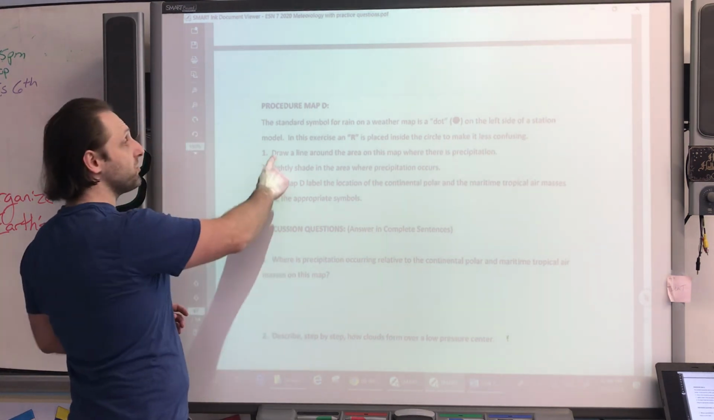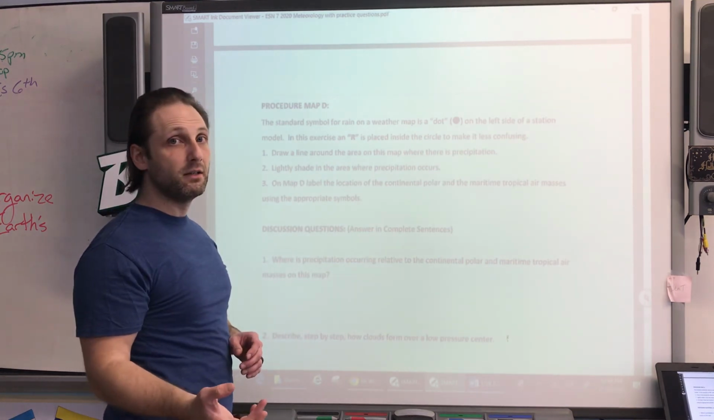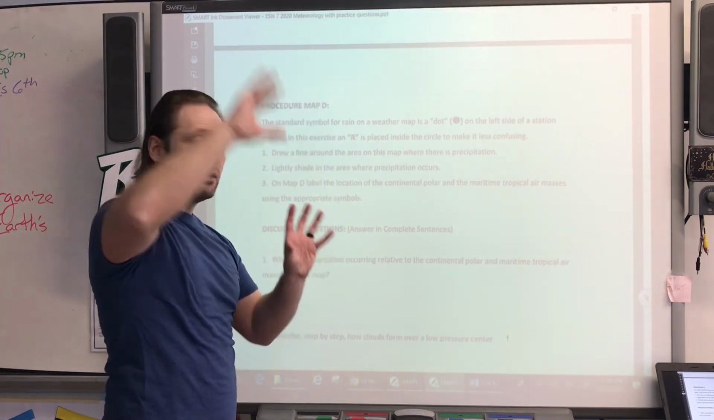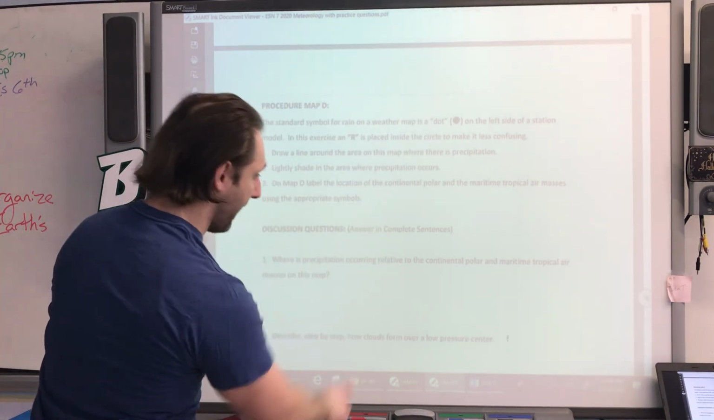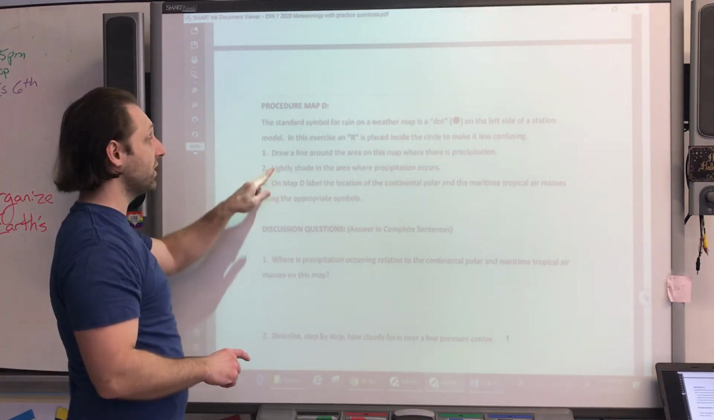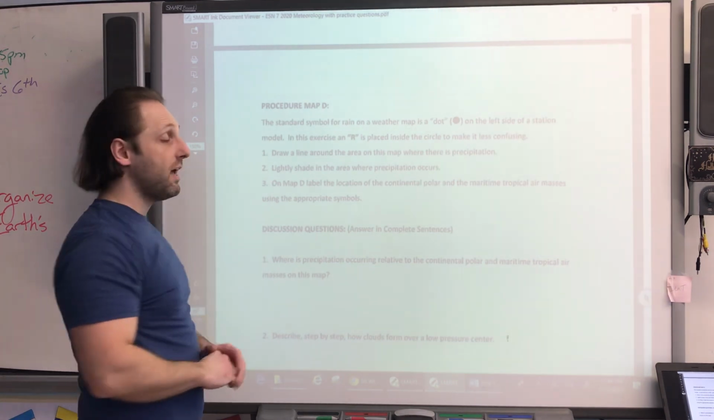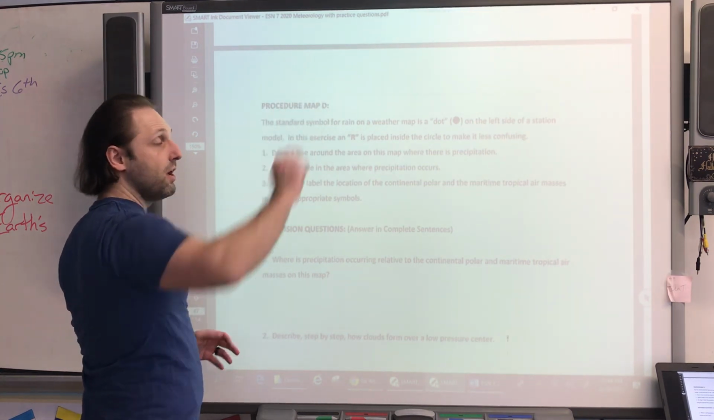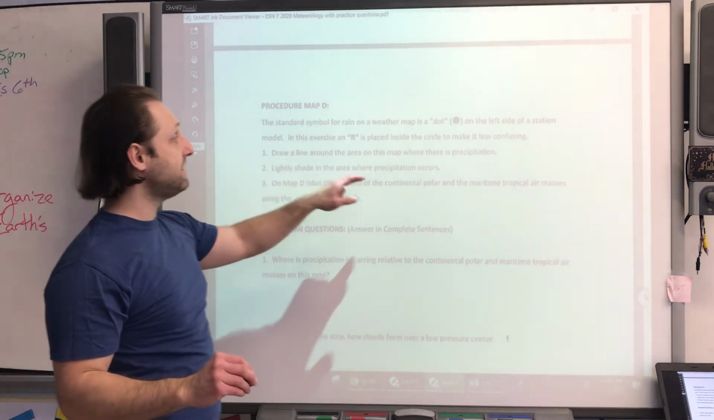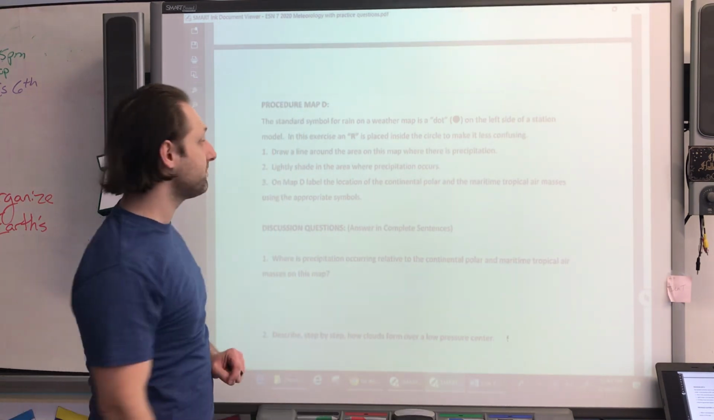What we're going to do is draw a line around the areas on the map where precipitation is occurring. So if we know that at every station model there's an R, the area inside all of those connected is where it's raining. You're going to lightly shade in that area where the precipitation occurs. Last, after you find where all that precipitation is, I want you to label, just like we have in our notes, where a CP, continental polar, and an MT exist on the map.